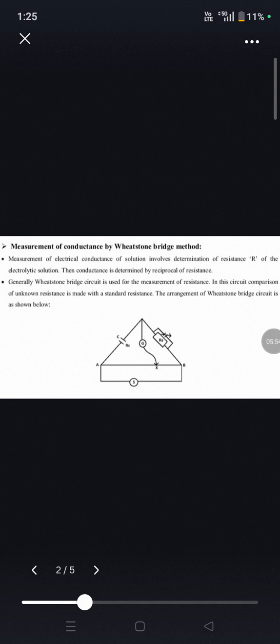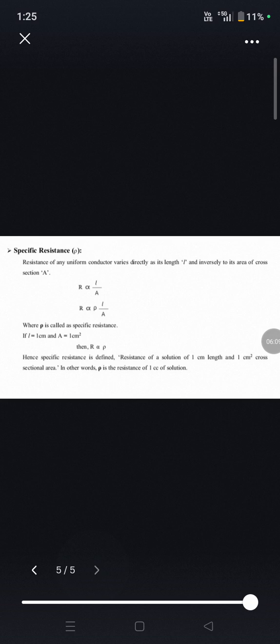So measurement of electrical conductance of a solution involves determination of resistance R of the electrolytic solution. Then conductance is determined by the reciprocal of resistance. After that, there is the molar conductance. Definition of molar conductance: it is the conducting power of all the ions produced by dissolving 1 mole of an electrolyte in a given volume of solution. The formula is Lambda M is equal to K multiplied by 1000 divided by M, where M is molarity. Unit is ohm inverse centimeter square mole inverse.